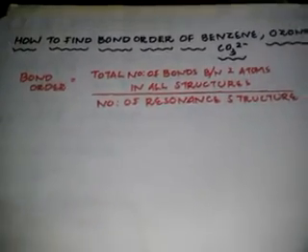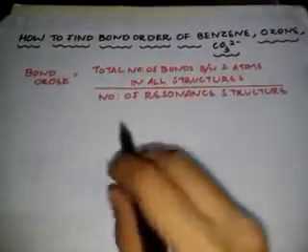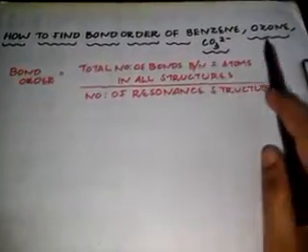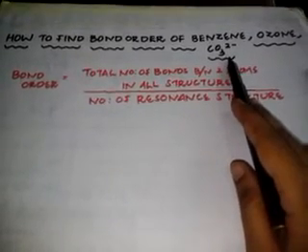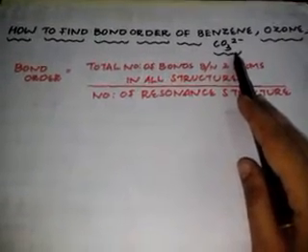Today we are going to discuss how to find the bond order of benzene, ozone and CO3 2-. This is from the chapter Chemical Bonding, plus 1.